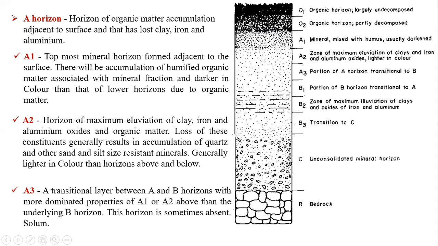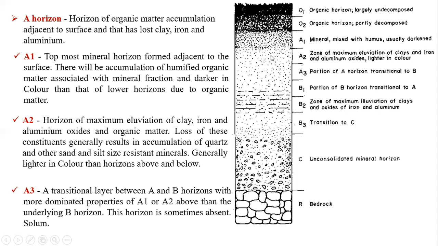Coming to the A2, it is completely eluviated, with maximum eluviation of clay, iron, aluminium oxides, and other organic matter. So everything will be eluviated. So what will happen with the loss of these constituents? All the iron, aluminium, and organic matter will be leached out from the A2 horizon. The loss of these constituents generally results in accumulation of quartz and other sand and silt size resistant material, which will be left behind.